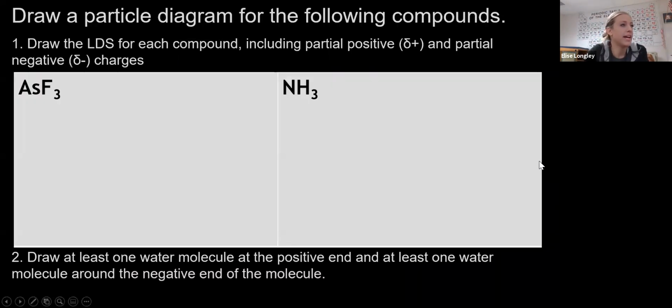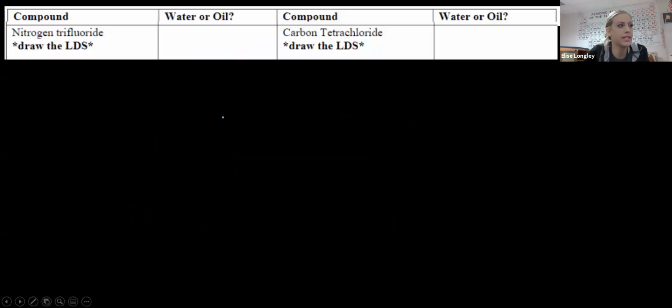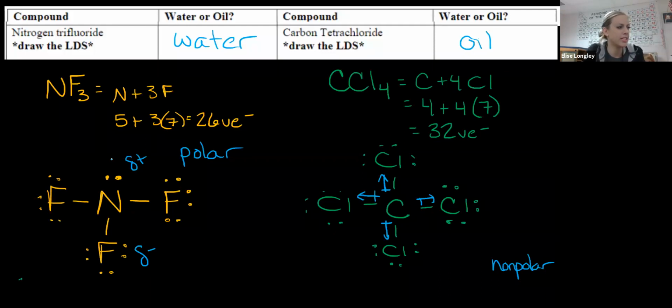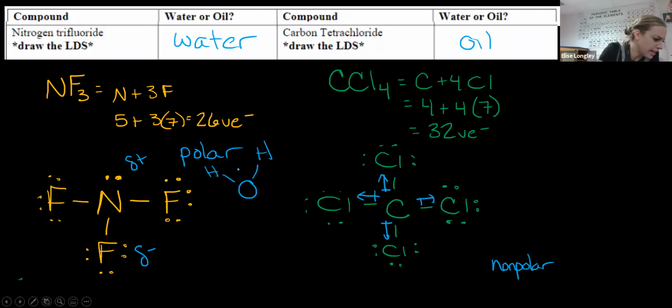Okay. Last, we have the particle diagram. So we're going to do what we just did. We're going to include the partial positive and partial negative charges, meaning we know that these are polar. And the only thing we're adding is a water molecule. So if I go back here and I see this polar molecule, I know that water looks like this. Which side is more negative? Which atom in that is more negative? Which one? In the water molecule, which one's more negative?